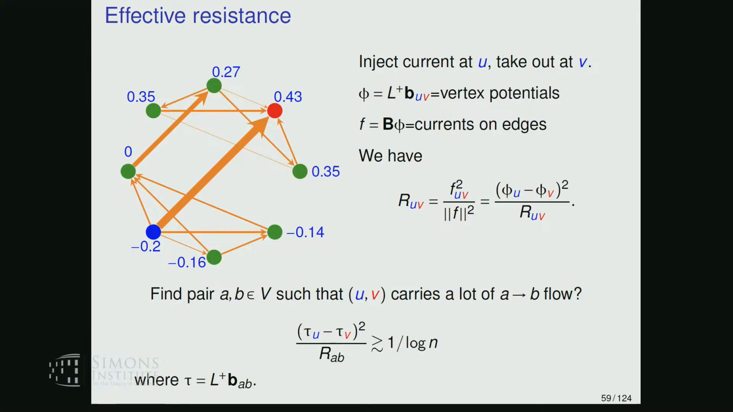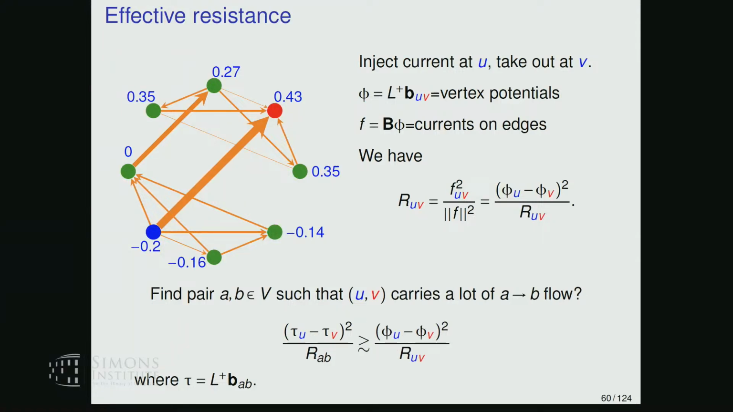And then our Count's cage primitive only detects edges that are large in relative terms. So we care about the contribution of this edge relative to the total energy of the flow. The total energy of the AB flow is actually the effective resistance from A to B. That's another fact. Good. So that's the condition that we need. We need to find a pair AB such that the potential difference squared across UV divided by the resistance between A and B is still roughly 1 over log n.